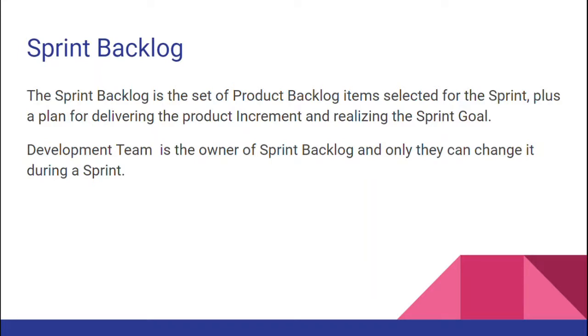Sprint backlog. The sprint backlog is the set of product backlog items selected for the sprint, plus a plan for delivering the product increment and realizing the sprint goal. The development team is the owner of the sprint backlog, and only they can change it during a sprint. So in a sprint, we take items from the product backlog, and the development team works on those sprint items, and at the end of each sprint, they deliver an increment which meets the definition of done. The definition of done is something that the team decides: some conditions, and once all the conditions are fulfilled for that feature, it is said to be done.